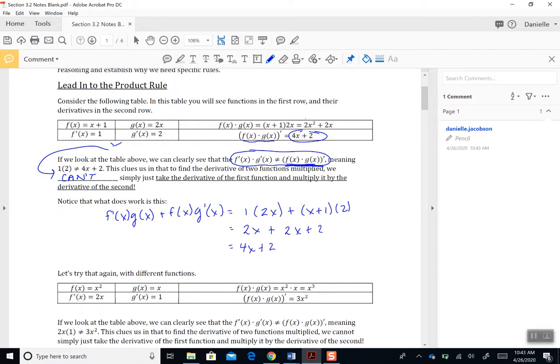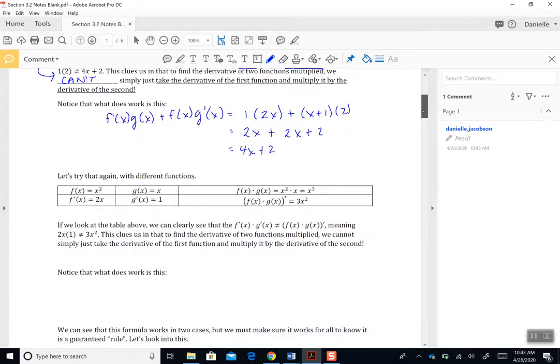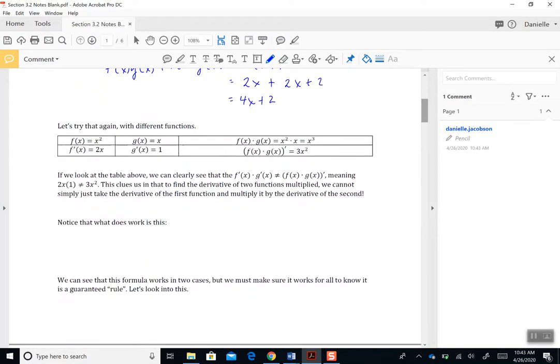All right, so I know that I can't just take the first, multiply by the second. I'm not always going to be able to multiply the originals together and then come up with something that's going to work out. So this gives me perhaps, possibly, a process that I could follow. All right, let's try this again and see if we get the same result. All right, so new table.